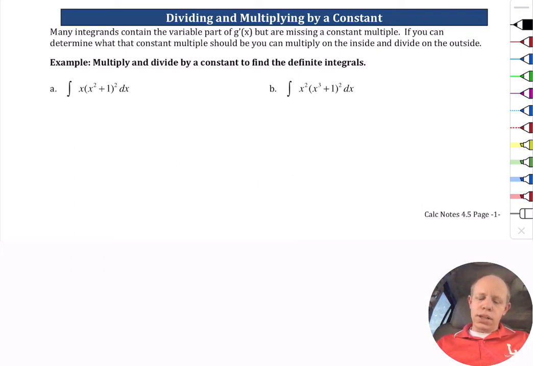So many integrands contain the variable part of g prime of x, but are missing the constant multiple. Okay, so they have the right variable to the right power, but the constant multiple is off a little bit. Now, if you can determine what that constant multiple should be, you can multiply on the inside of the integrand and divide on the outside, and it will balance everything out, thus giving you the derivative on the inside. So we're going to multiply and divide by a constant in order to find these integrals using substitution.